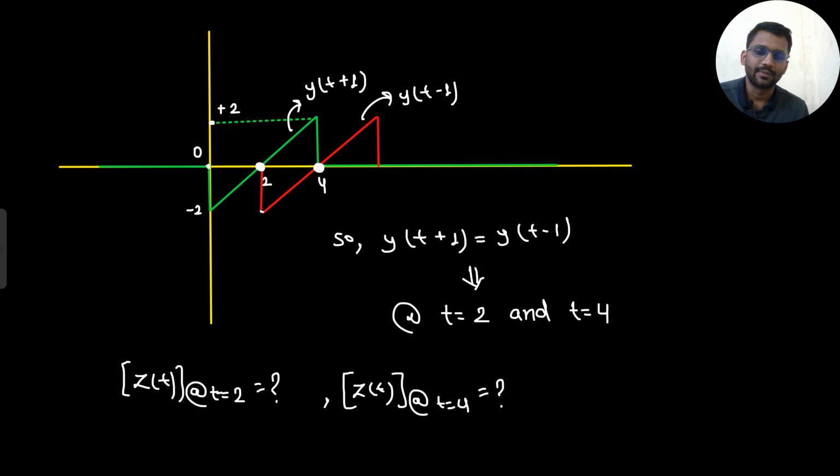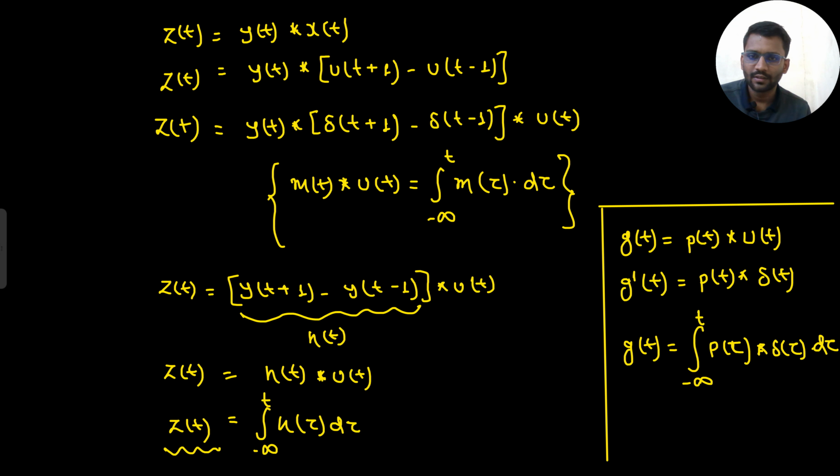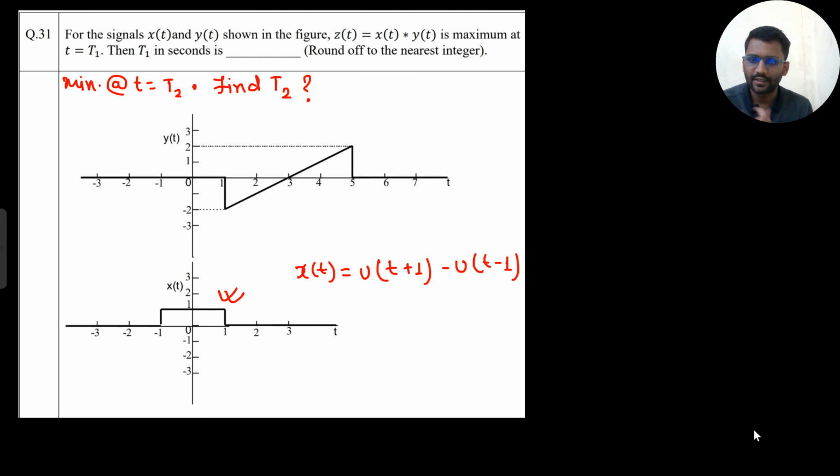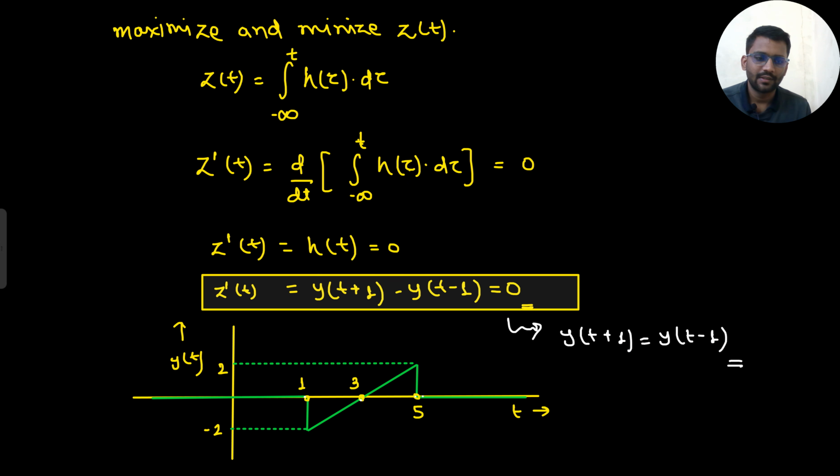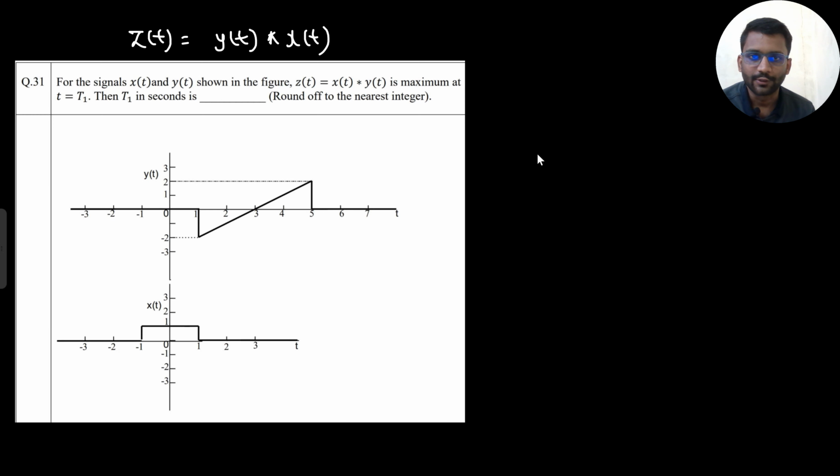So what was my z of t? So this was my z of t. Or I can write from here as well. My z of t was y of t convolved with x of t. Okay, let me copy that. Yeah, so first we will find the value of z of 2.